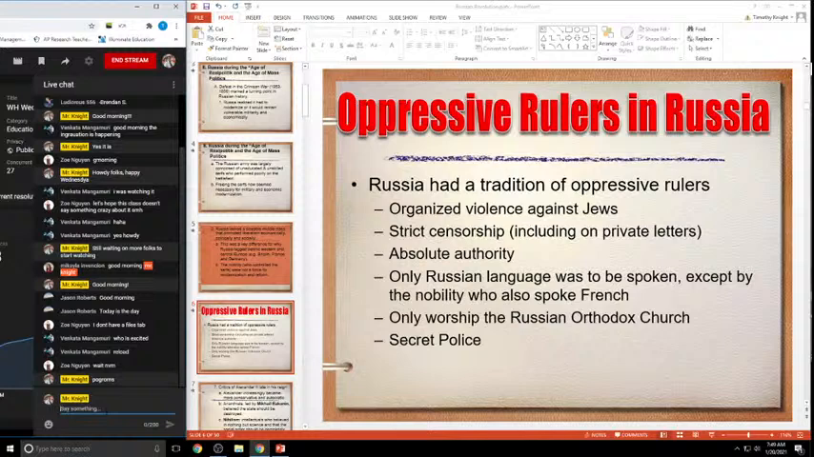Only the Russian language was to be spoken, except for the nobility, who also spoke French. There's no freedom of worship. You had to worship the Russian Orthodox Church. And they, of course, used a secret police force, and the Russians became very well known for that.